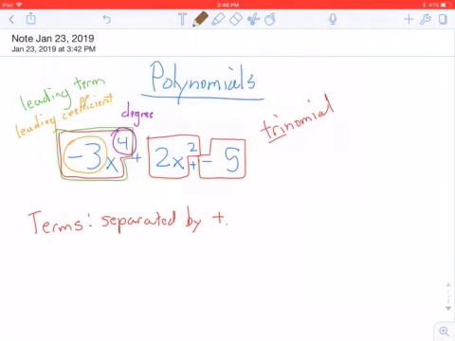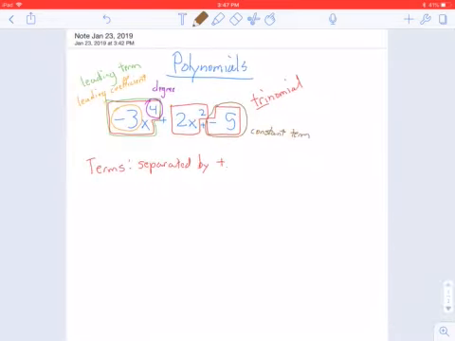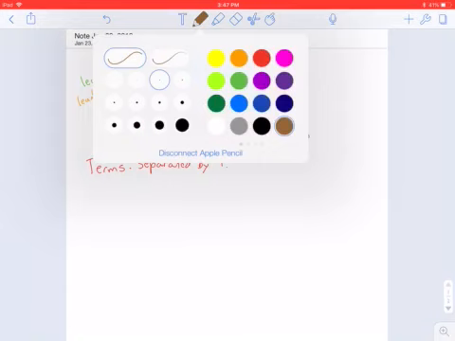Next, the very last term, if it doesn't have a variable, it's called a constant term. So negative 5 is the constant term. It doesn't change. It has no variable. So it's always negative 5 no matter what x is. Those are the key vocabulary words around polynomials. Let's look at one other example.